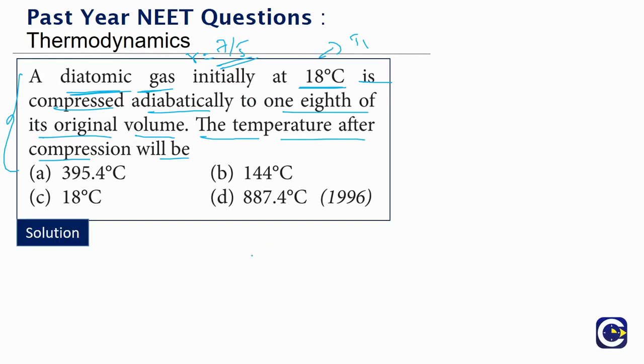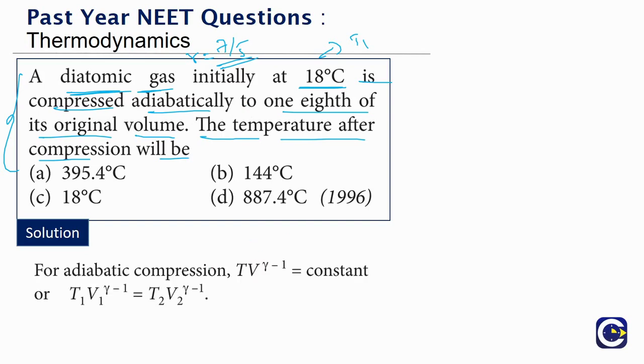Look at it. What is the relation? We have been talking about these relations already in a couple of previous questions also. T into V power gamma minus 1 will be constant. If you want to compare between the initial state and the final state, T1 into V1 power gamma minus 1 is equal to T2 into V2 power gamma minus 1. Here we are looking at the temperature after the compression, means T2 we are looking at.